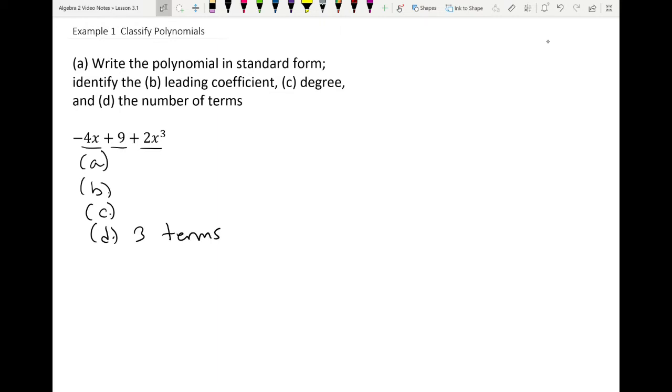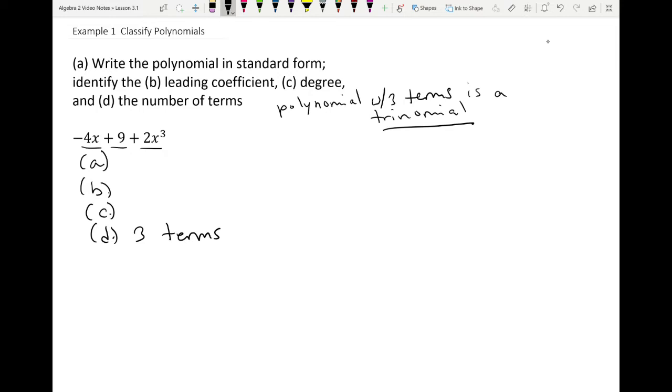A polynomial that has 3 terms is called a trinomial. A polynomial with 2 terms is a binomial, and a polynomial with 1 term is a monomial. So if it's just 1 term, it's really not a polynomial, it's just a monomial.